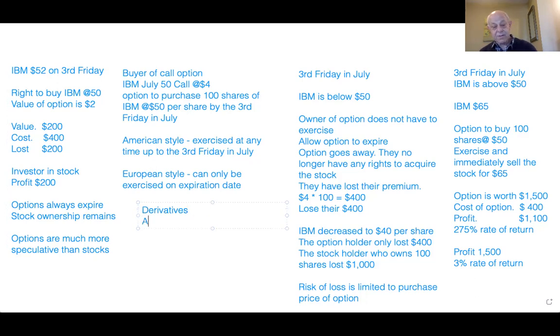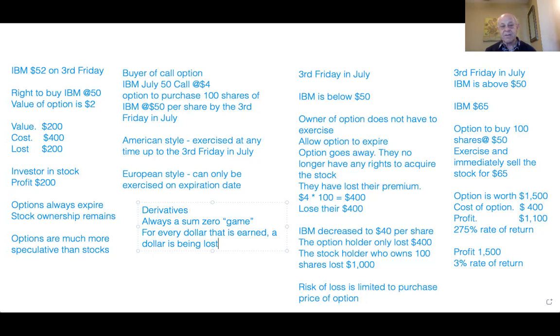Derivatives are always a zero-sum game. For every dollar that's made, that is earned, a dollar is being lost. All right, there are no free lunches in any securities market, but especially in the derivatives market. Anytime someone is making money in a derivative, there is another person losing the same amount of money.